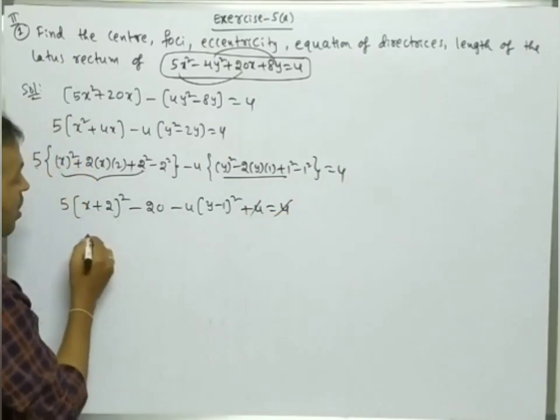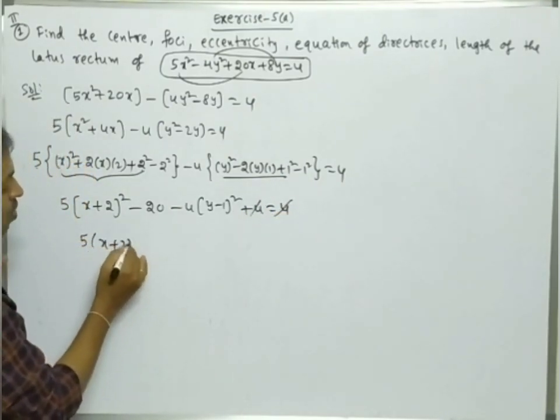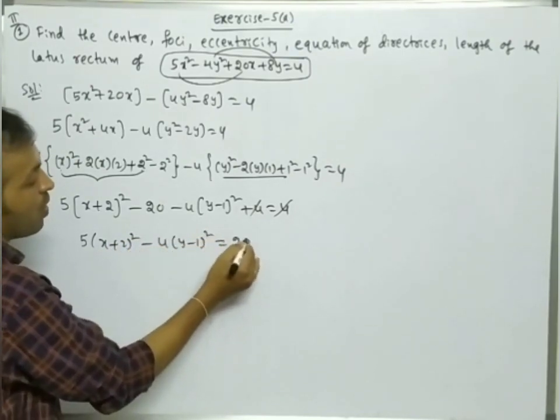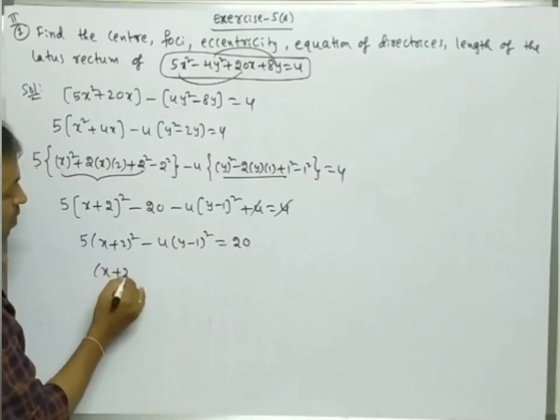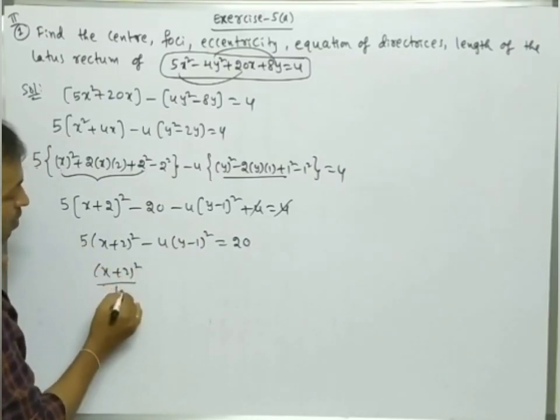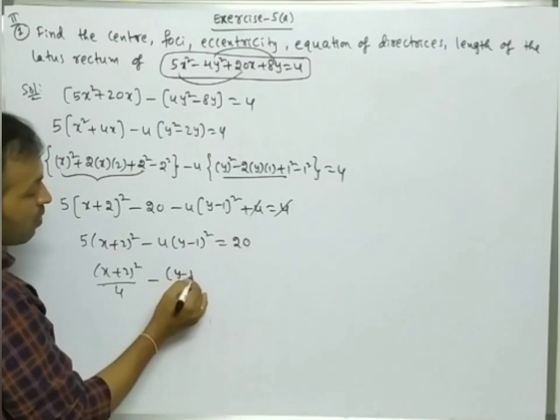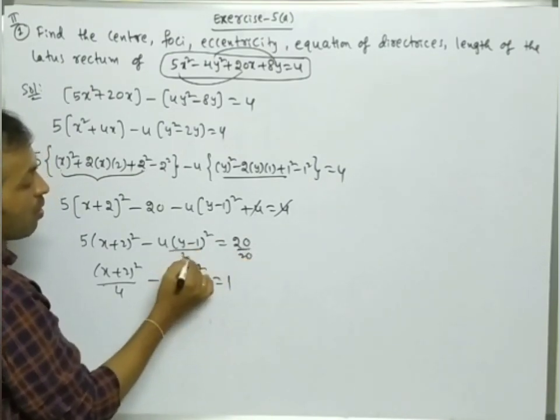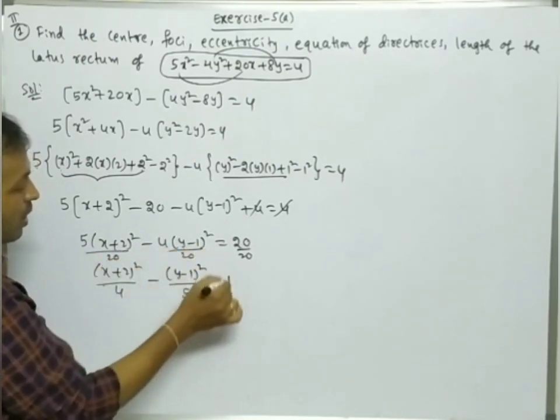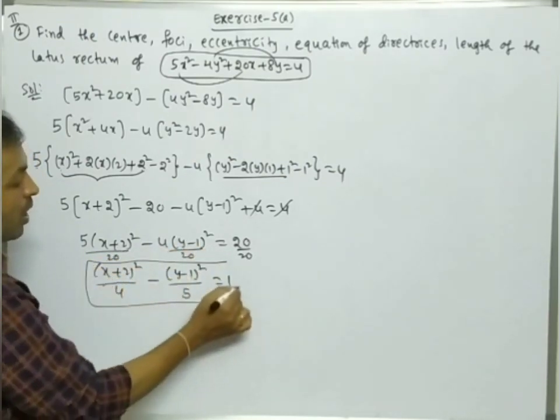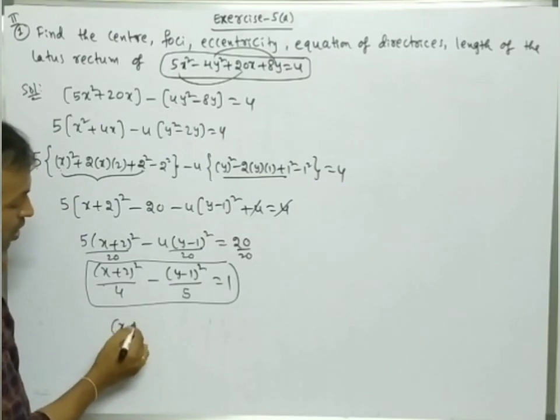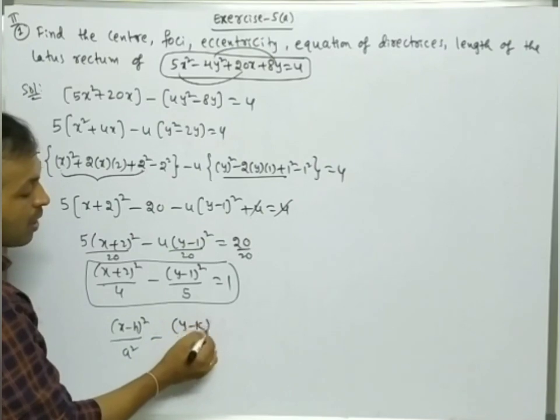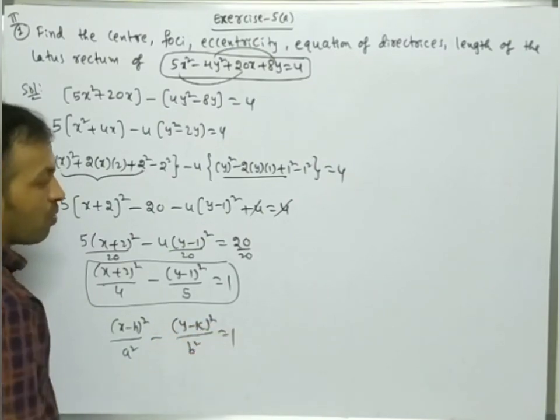The 4 gets cancelled. Now 5 into x plus 2 whole square minus 4 into y minus 1 whole square is equal to 20. Divide all terms by 20, and we get x plus 2 whole square by 4 minus y minus 1 whole square by 5 is equal to 1. This is the transformed form, of the form x minus h whole square by a square minus y minus k whole square by b square is equal to 1.